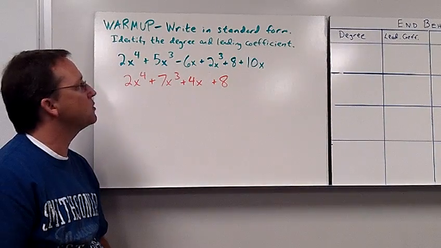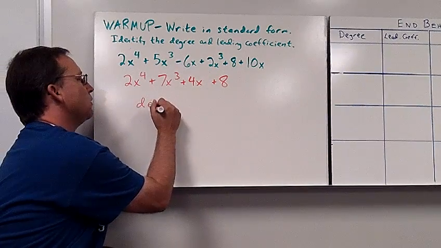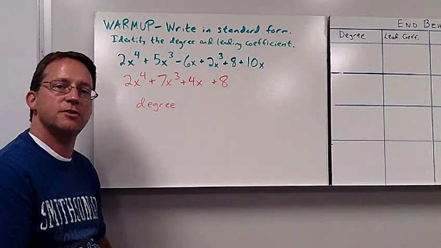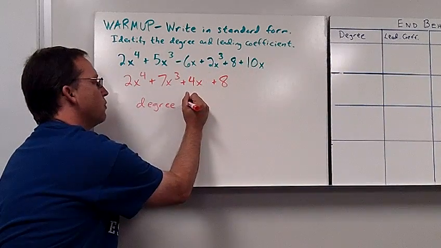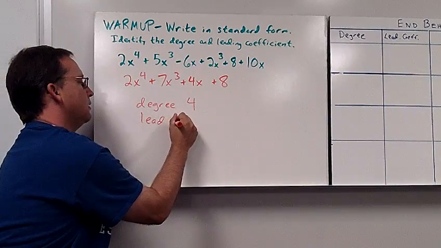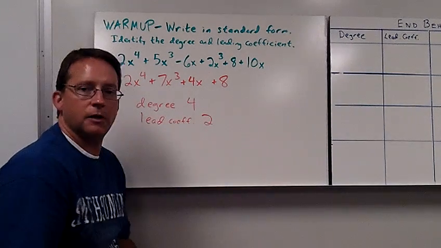And this question also asks us to identify the degree and the leading coefficient. The degree is always your largest exponent. And since we've written this in standard form, we have the largest exponent right out front. So our degree is 4. And then our leading coefficient is right there with that degree. It's the 2.